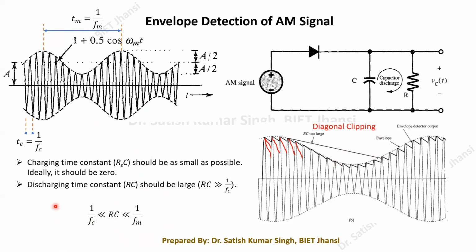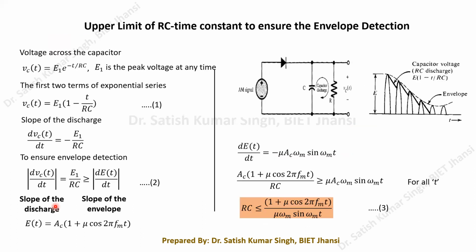Now we can define another equation for this RC time constant. I hope this discussion is clear. We will be deriving the equation for the RC time constant, which is a very important thing. We have to define the upper limit of the RC time constant to ensure envelope detection. As I said in the previous case, this capacitor is going to detect the peak values of the envelope, and then it will start discharging slowly, at a certain finite rate, so that it will be able to mimic or follow the envelope. It should be neither too large nor too small.